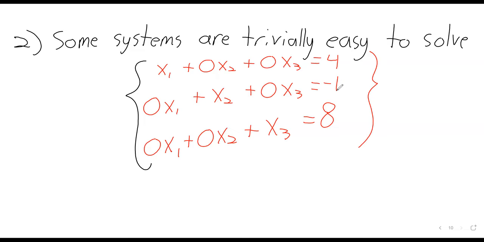Well, that first equation says that x1 is 4. That second equation says that x2 is negative 1. That third equation says that x3 equals 8. So there, we've solved that system of equations. There are systems that are less trivial than this, but that we can still solve. But we'll talk about that maybe tomorrow.